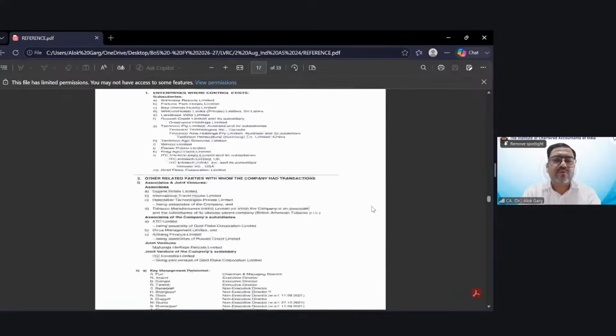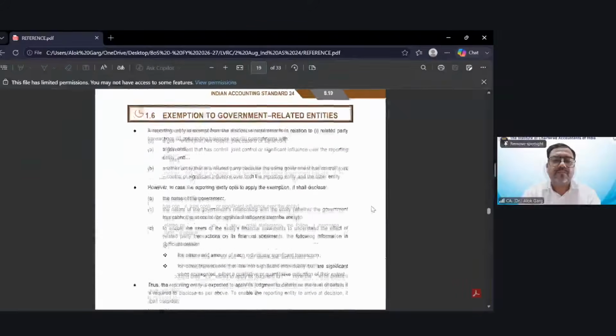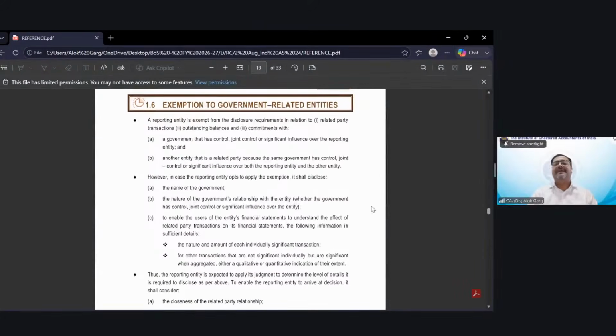One thing I want to show you: exemption to government related entities. A reporting entity is exempt from the disclosure requirement in relation to related party transactions, outstanding balances, and commitments. If there is a reporting entity, that entity is exempt from the disclosure requirement of related party transactions, outstanding balances, and commitments. Only name and relationship can be given.